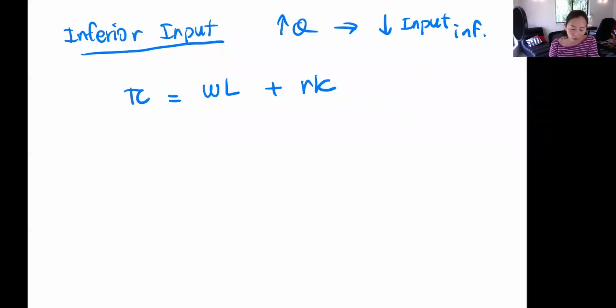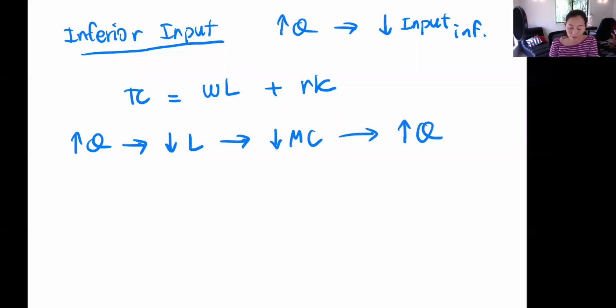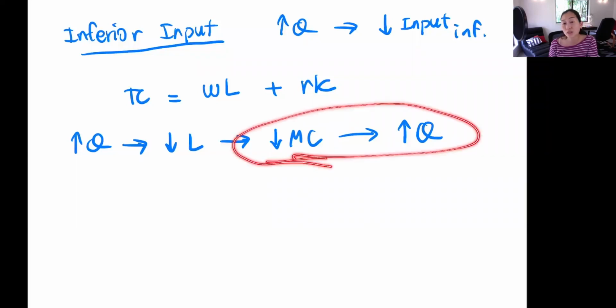So your marginal cost, obviously in this case, as you increase Q, then you decrease L, right? And then therefore your marginal cost will decrease because you save the money from paying these inferior inputs. So when your marginal cost decreases, you would want to produce more because now it's cheaper to produce.